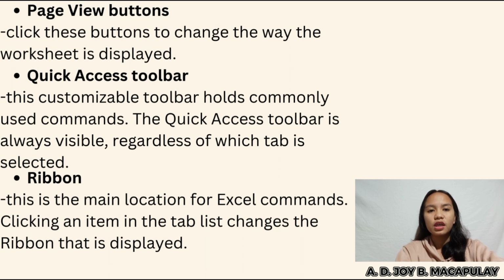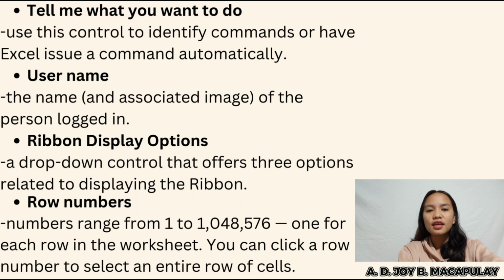We have the ribbon. This is the main location for Excel commands. Clicking an item in the tab list changes the ribbon that is displayed. Next is Tell me what you want to do. Use this control to identify commands or have Excel issue a command automatically. Next is the username, the name or the associated image of the person logged in. Another, we have the ribbon display options. It is a drop-down control that offers 3 options related to displaying the ribbon.